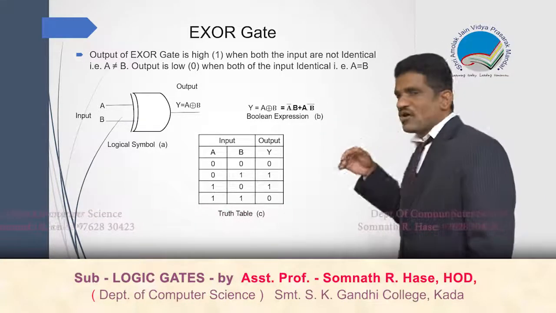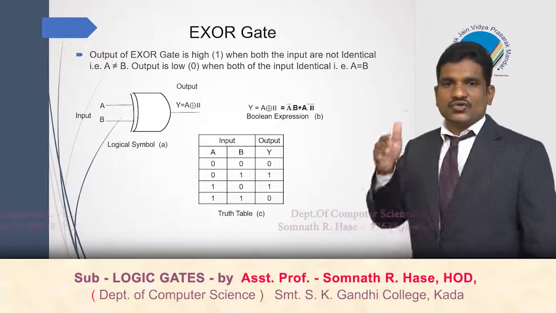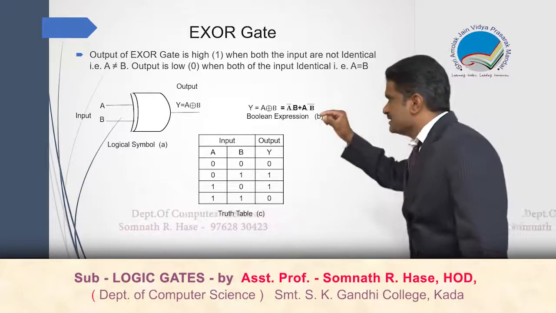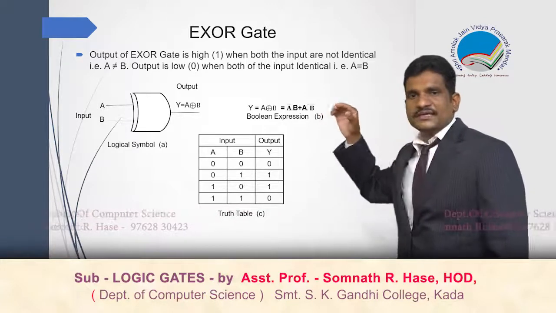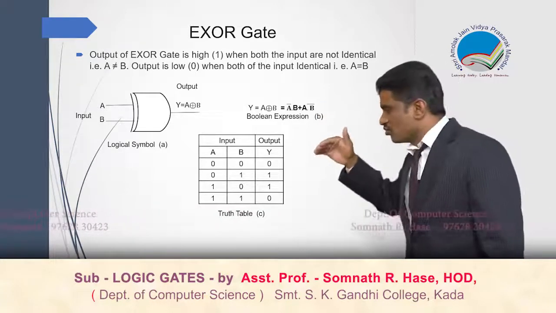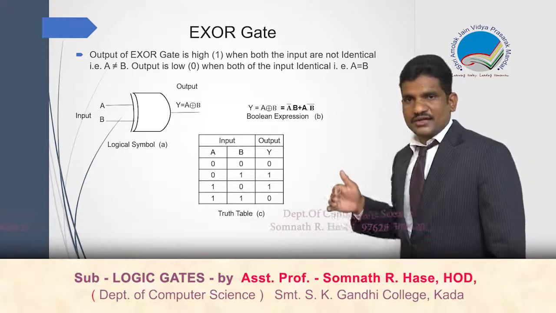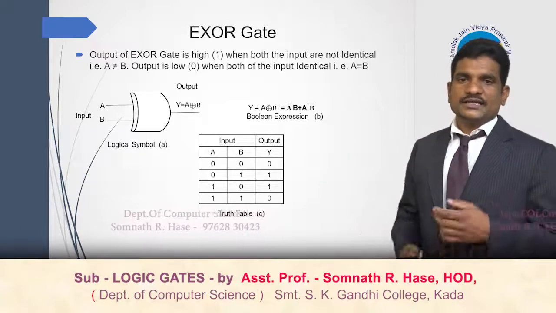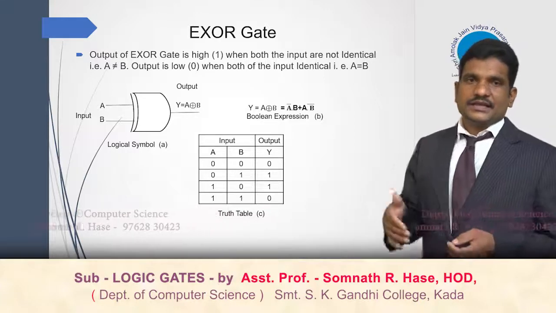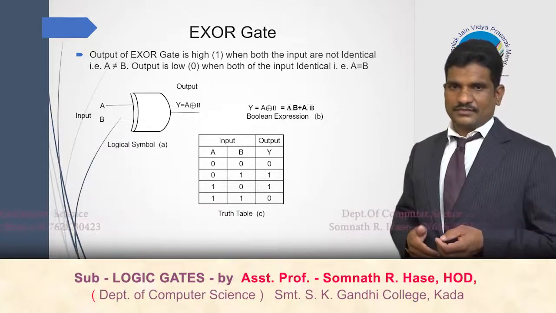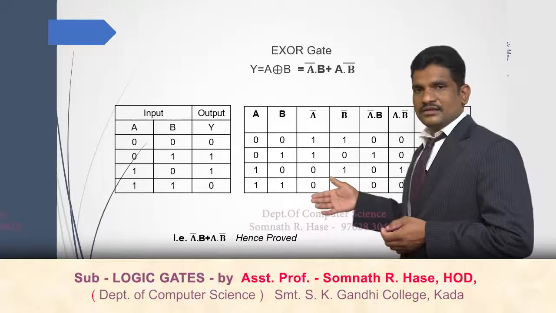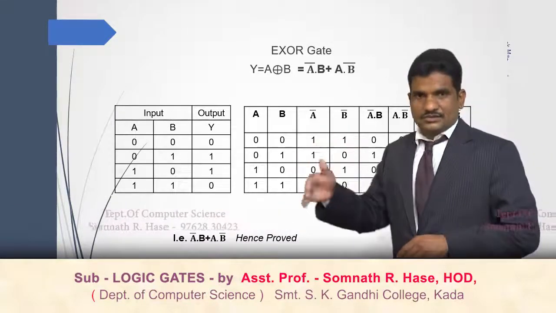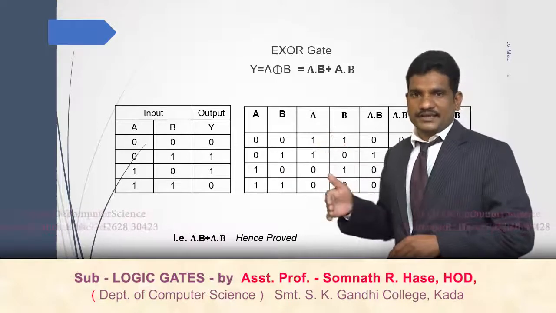The Boolean expression of the gate is y is equal to... In these diagrams, we can see the Boolean expression as well as the truth table of the gate. For any gate, friends, there is a logical symbol, there is a Boolean expression, and there is a truth table. After this, in these slides, we can see the truth table.